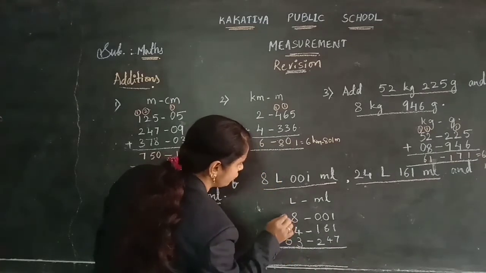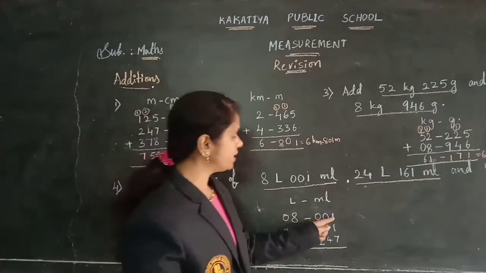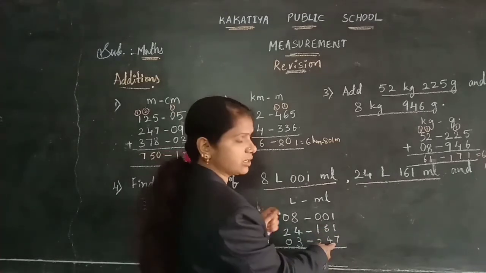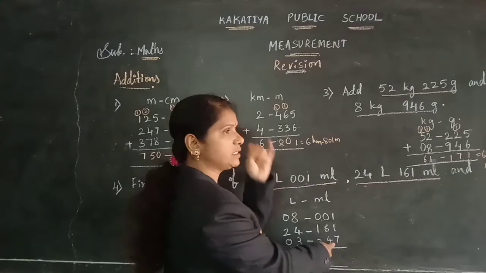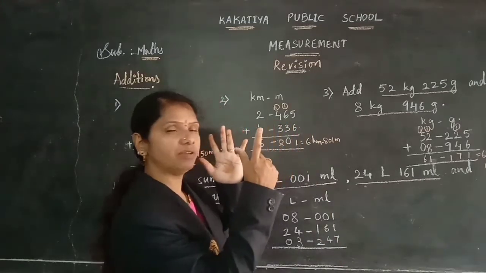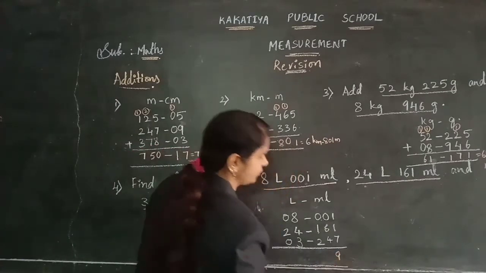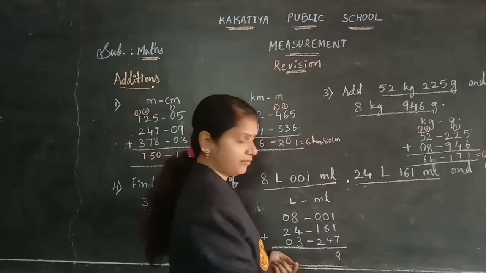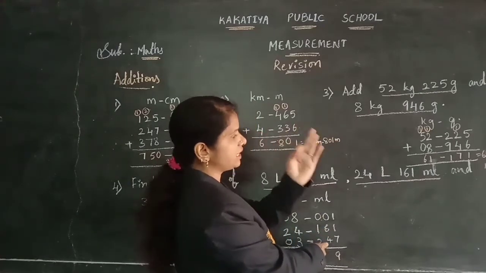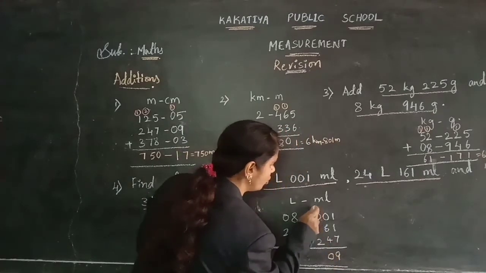You can take a 0 if you don't have digits in the places. 1 plus 1 is 2. 2 plus 7: 2 after 7 means 8, 9. So we get 9. Now 0 plus 6 is 6 itself, and 6 after 4 is 7, 8, 9, 10. Next to 4 we are taking 10. So 0 here, 1 carried.